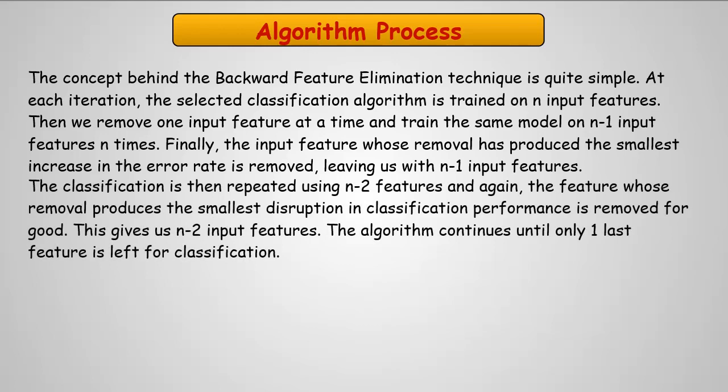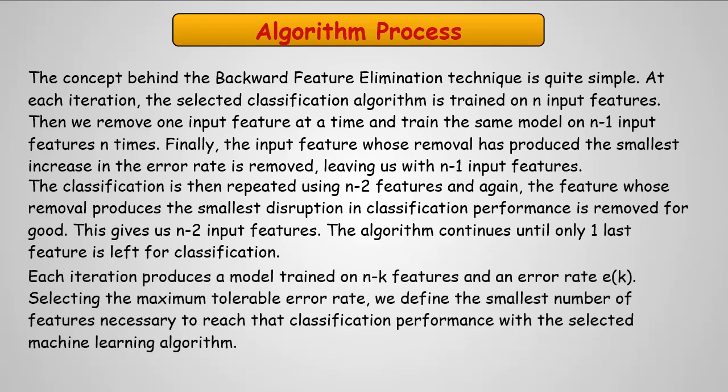We then repeat this classification using n-1 features again. And then the feature that produces the smallest disruption in the classification performance is again removed, and this gives us n-2 features. The algorithm is going to continue until only one last feature is left for classification. Now, each iteration produces a model trained, therefore, on n_k features and an error rate of e_k. Selecting the maximum tolerable error rate, we define the smallest number of features that are required to reach that classification performance.